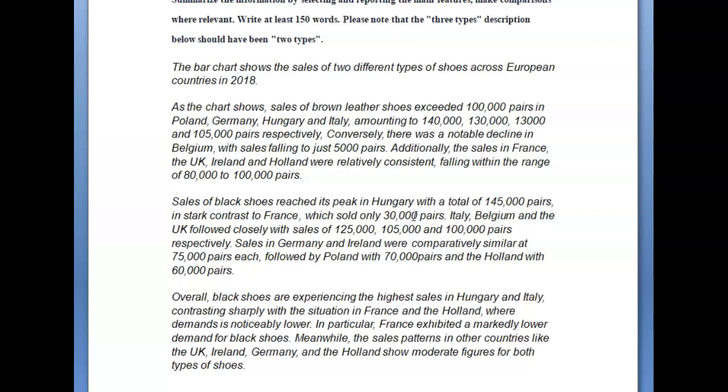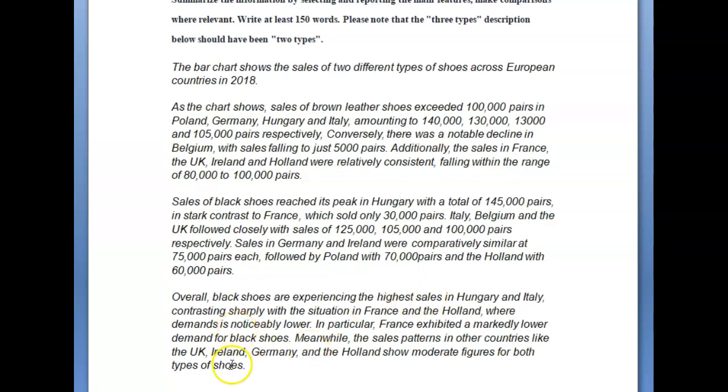Okay, great. Overall, black shoes experienced, not experience, experienced the highest sales in Hungary and Italy, contrasting sharply with the situation in France and Holland, where demand was noticeably lower. In particular, France exhibited a markedly lower demand for black shoes. All right, you don't need to say that. Meanwhile, the sales patterns in the countries, okay, showed moderate figures. All right. So, I want to tell you a few things about this essay. I've been waiting. I want to read the whole thing.